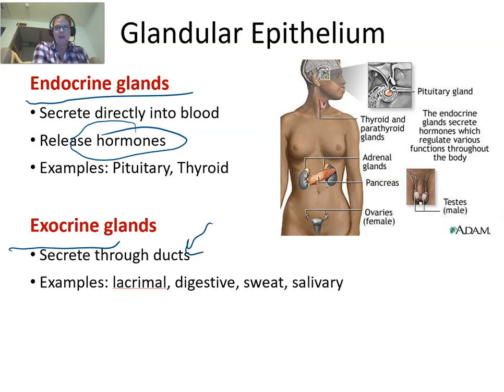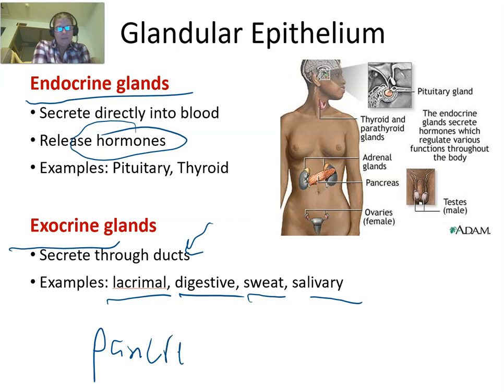Exocrine glands secrete through a duct. A duct is like a little channel, and they usually secrete into a body cavity or onto your skin. These are some examples: lacrimal glands for your eye, tear glands, a lot of your digestive glands, sweat glands, salivary glands. And you may have noticed that I said pancreas for endocrine. Well, pancreas actually has both. It has clusters of cells that make insulin and glucagon, but it also makes a lot of digestive enzymes. So sometimes an organ can secrete both ways.